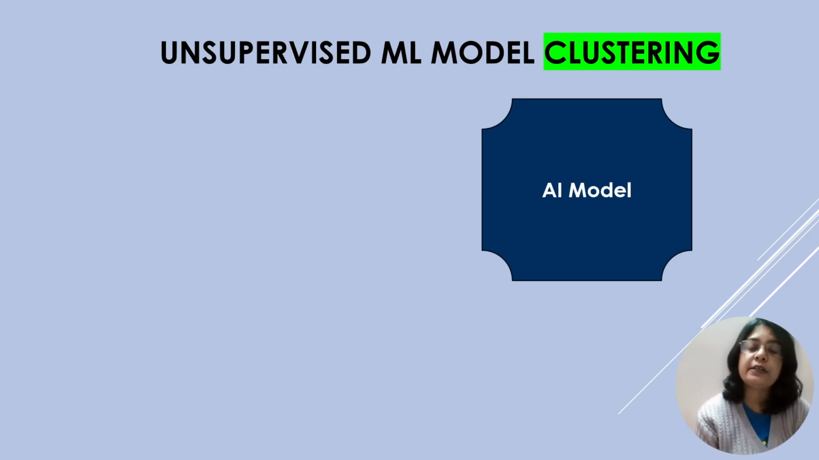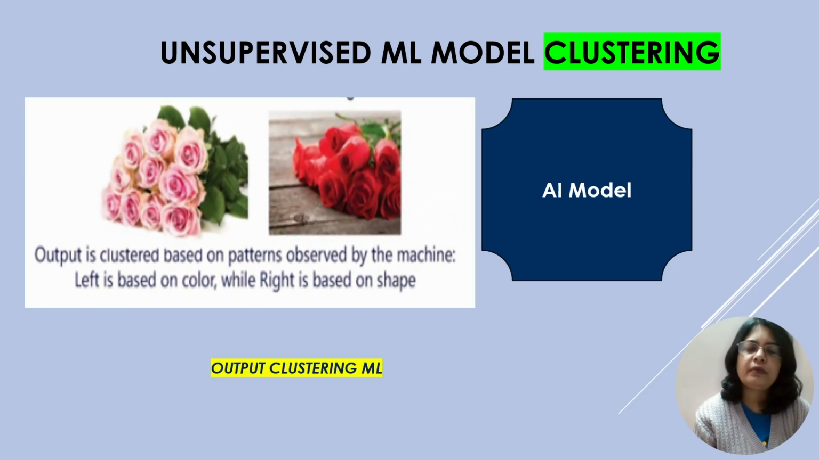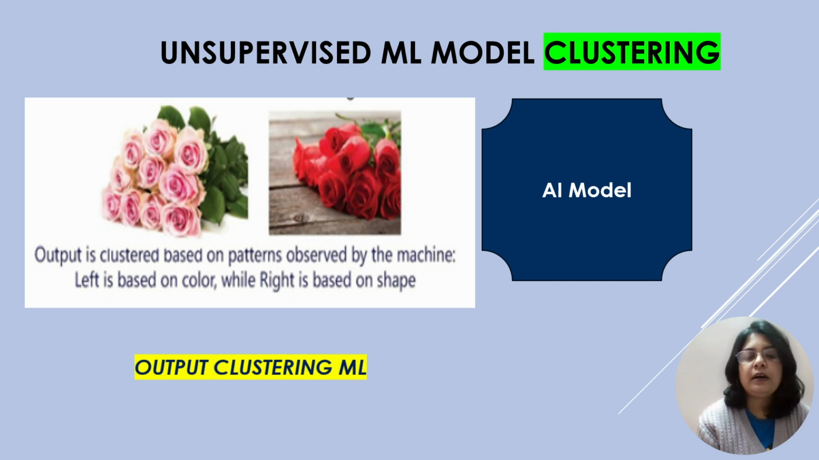So we have given a data set of different flowers, a lot of flowers. What did the model do? The model has tried to group similar types of flowers. So this is the output of a clustering machine learning model.